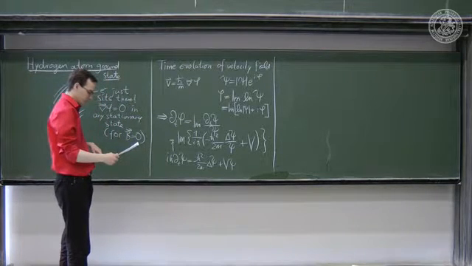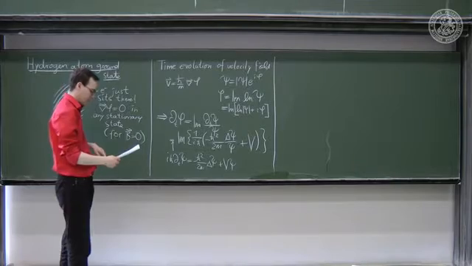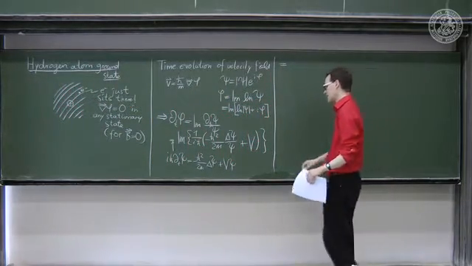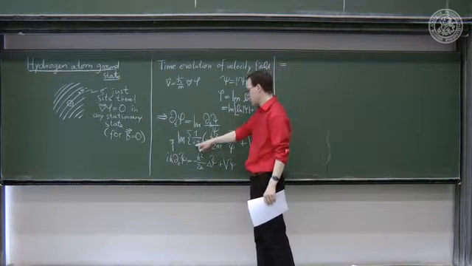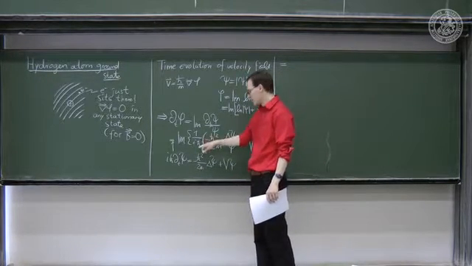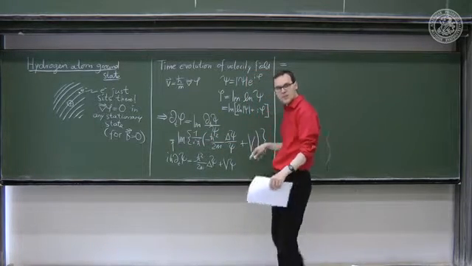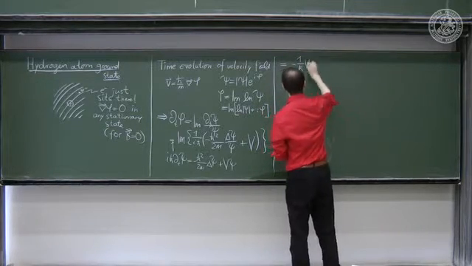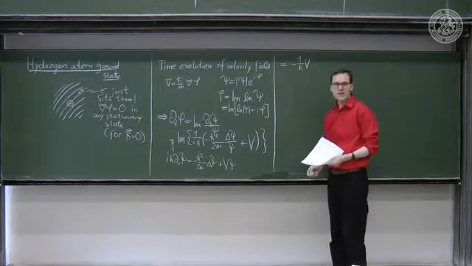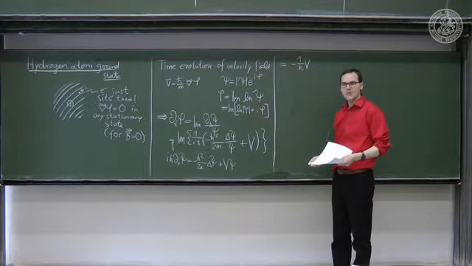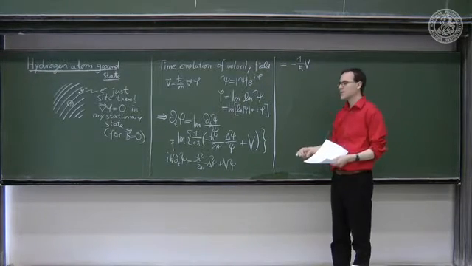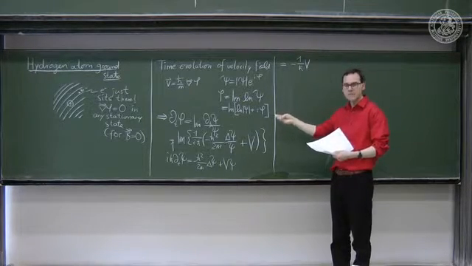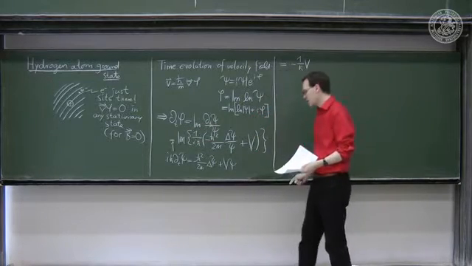Okay. Now, let me write it in another way. The second part with the potential is simple. 1 over i is minus i, so I get just minus 1 over h bar times V. And this part makes a lot of sense, because if you just remember how a stationary state evolves, the phase goes like minus 1 over h bar times the energy times time. And that's exactly this part.